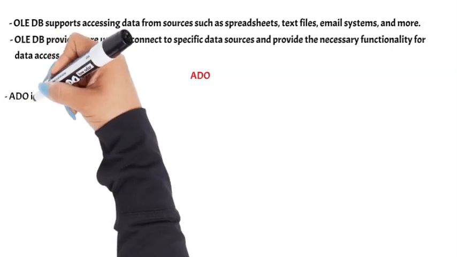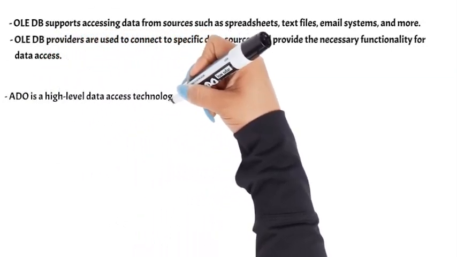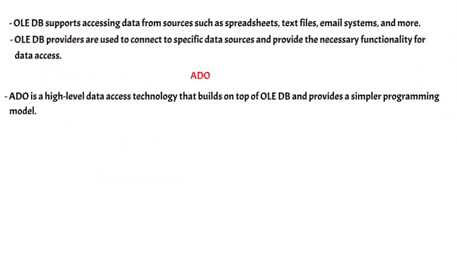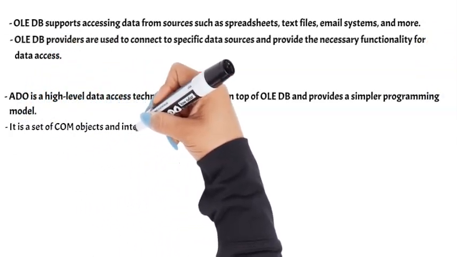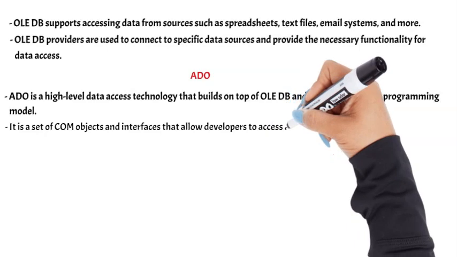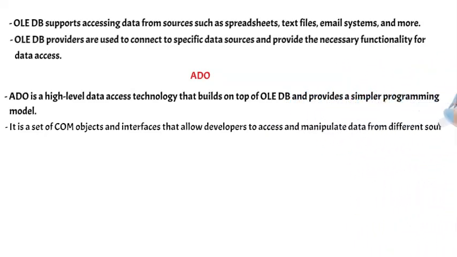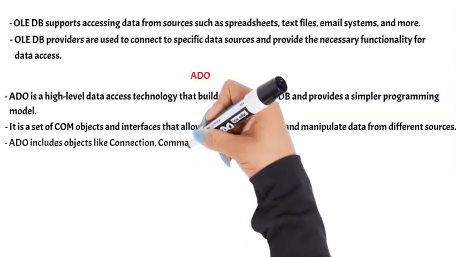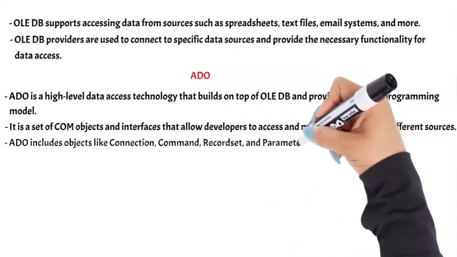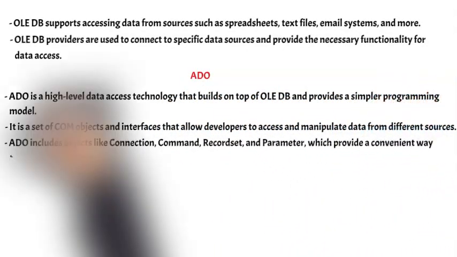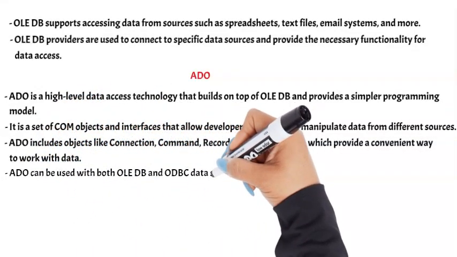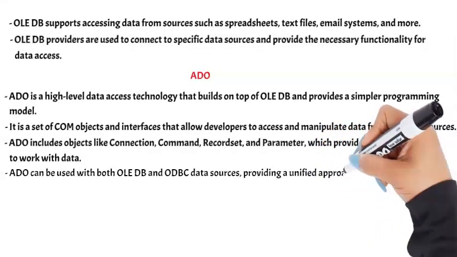ADO. ADO is a high-level data access technology that builds on top of OLE DB and provides a simpler programming model. It is a set of COM objects and interfaces that allow developers to access and manipulate data from different sources. ADO includes objects like connection, command, recordset, and parameter, which provide a convenient way to work with data. ADO can be used with both OLE DB and ODBC data sources, providing a unified approach to data access.